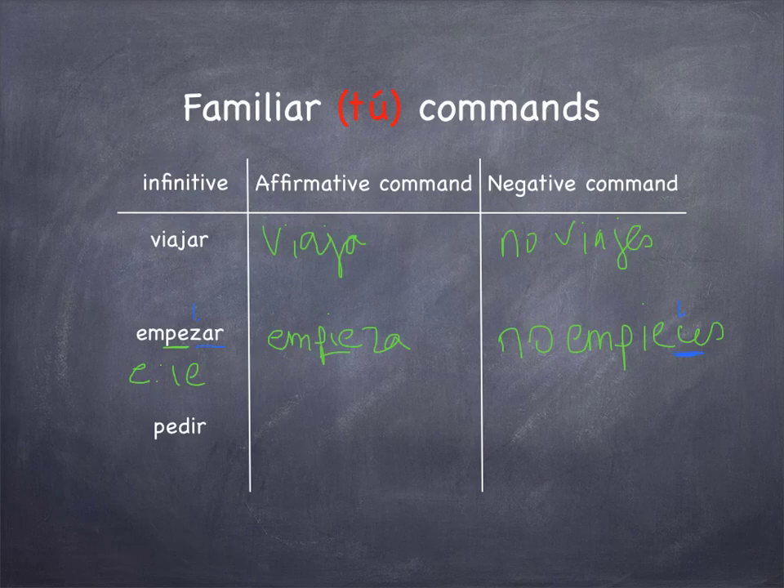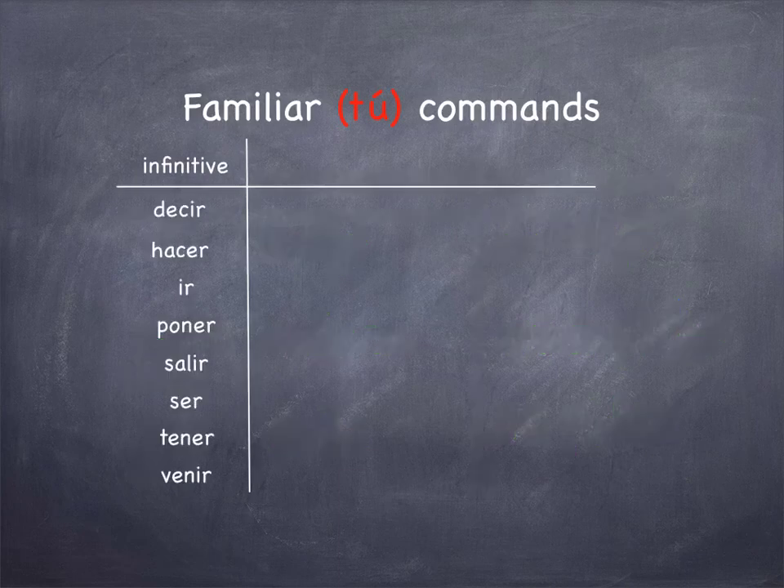And the same thing happens with pedir. This is a stem changing verb from E to I, so it would be pide, and the negative form would be no pidas. Like in any other grammar rule that we've learned in Spanish, there are certain verbs that are irregular. So we're going to have a plus sign for the affirmative command and a minus sign for the negative command.